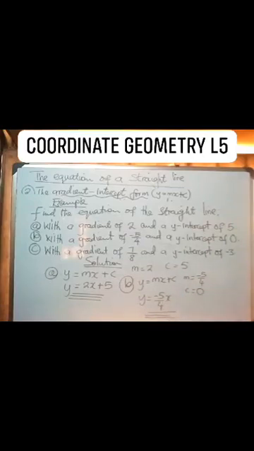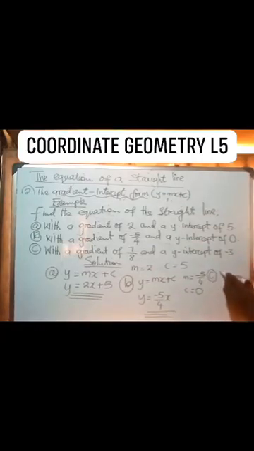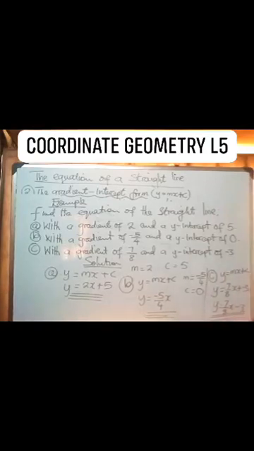Then the other one is with the gradient of 7 over 8 and the y-intercept of negative 3. So our question number C will be y is equal to mx plus c. What is the gradient? 7 over 8 x plus negative 3. So our final answer will be y is equal to 7 over 8 x, then we have minus 3, because negative and positive, the result is negative. So these are the solutions to this question.